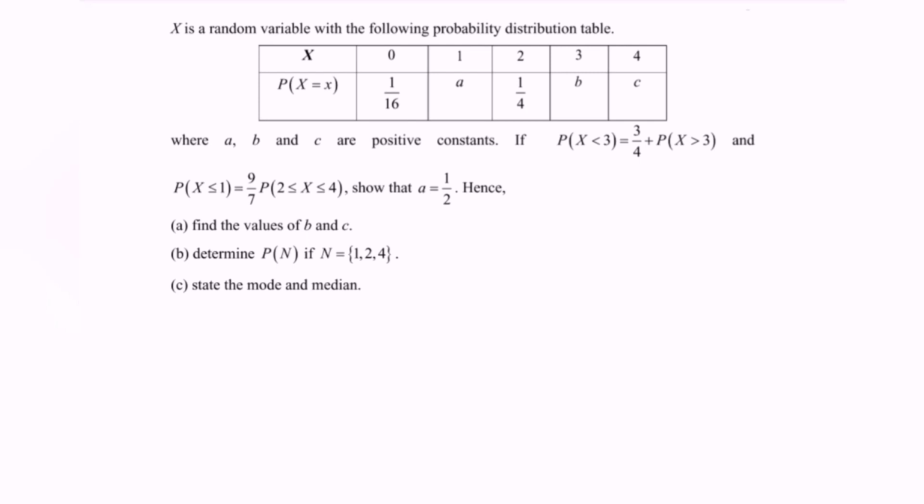In this video, I'm going to discuss the example for random variable. X is a random variable with the following probability distribution table. And here we have the table.